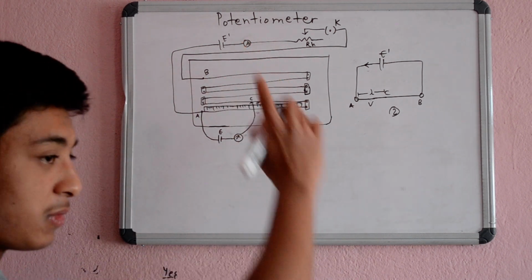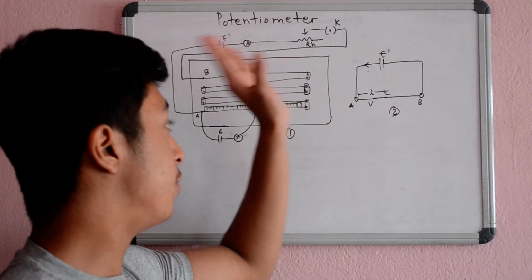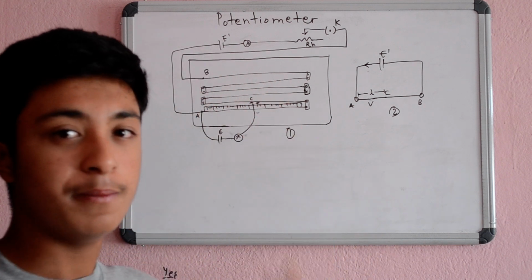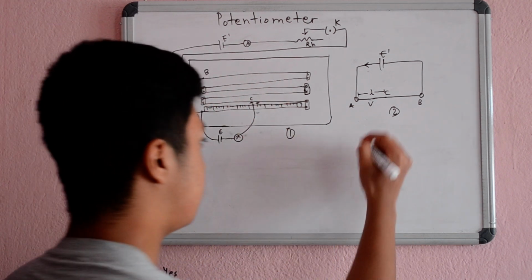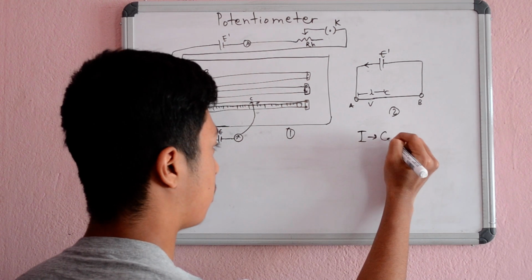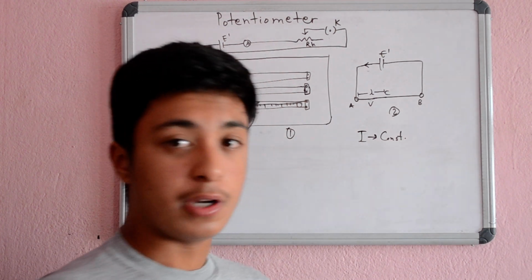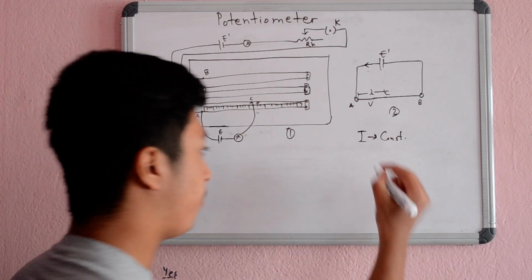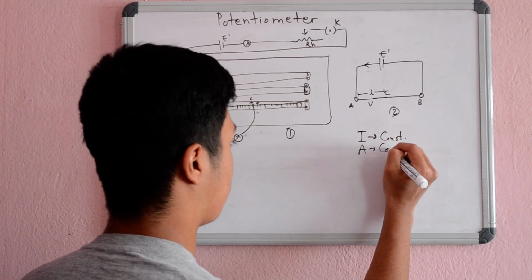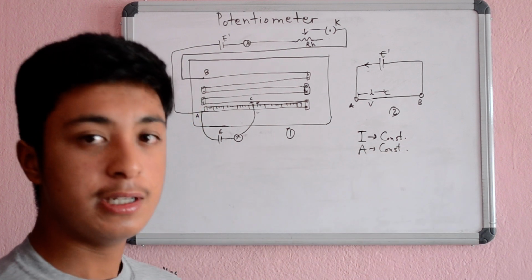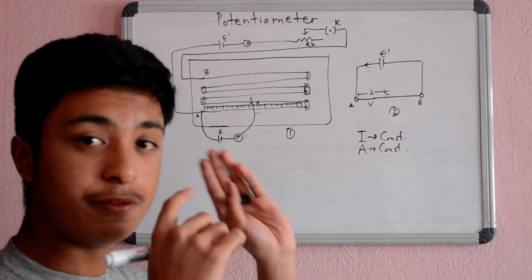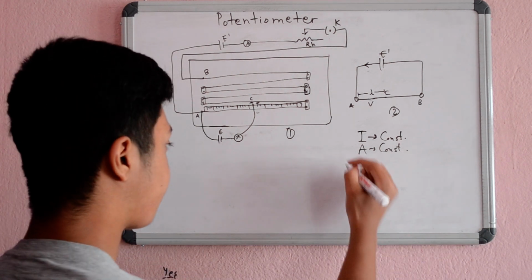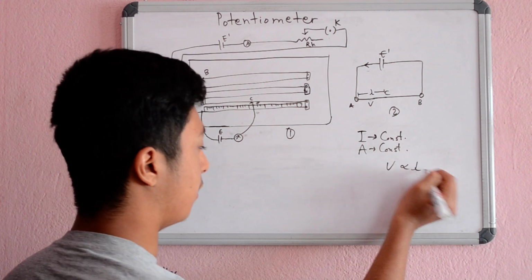Now let's talk about the principle of potentiometer. So here the principle is, if a constant current is passed through a wire of uniform cross-sectional area, so here A is also a constant, then the potential difference across the wire is directly proportional to the balancing length. So V is directly proportional to L.